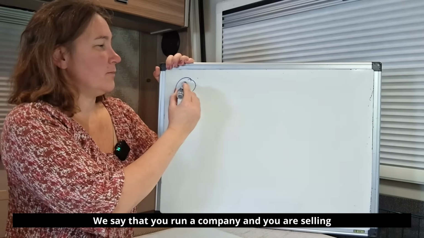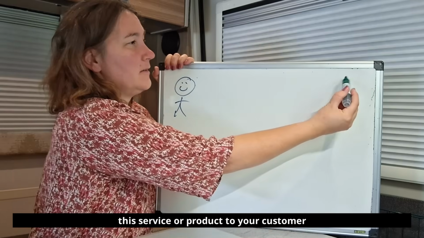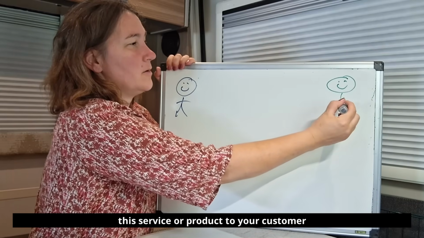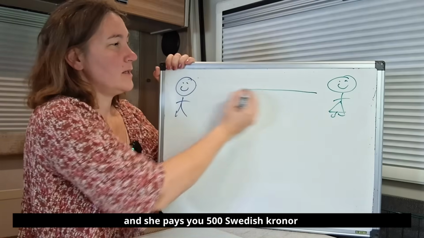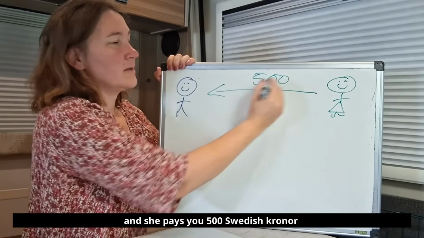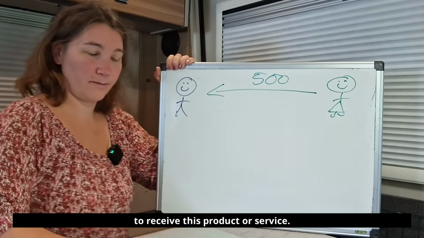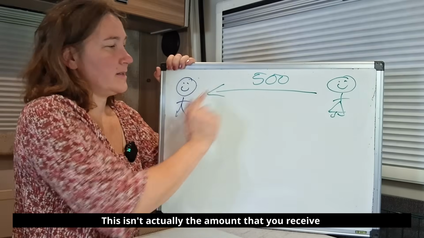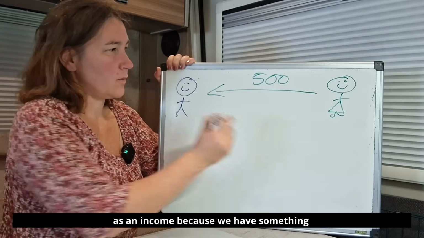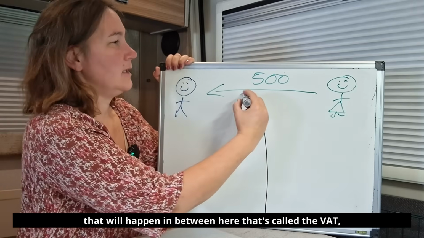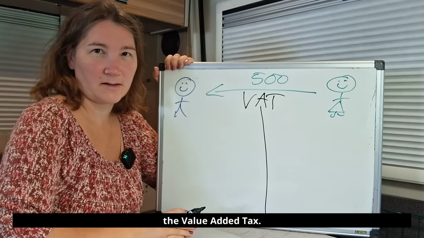We say that you run a company and you are selling this service or product to your customer, and she pays you 500 Swedish kronor to receive this product or service. This isn't actually the amount that you receive as an income, because we have something that will happen in between here that's called the VAT, the value added tax.